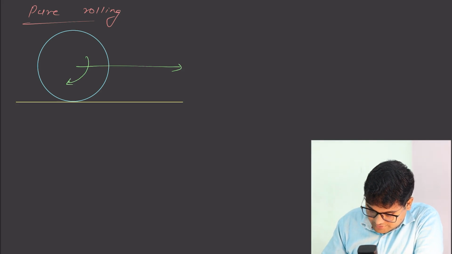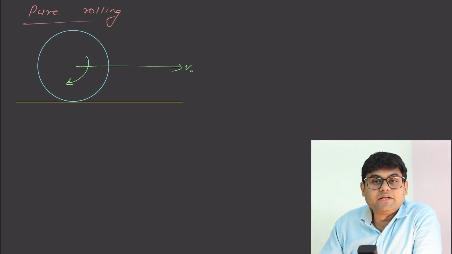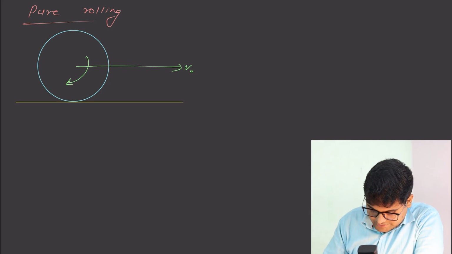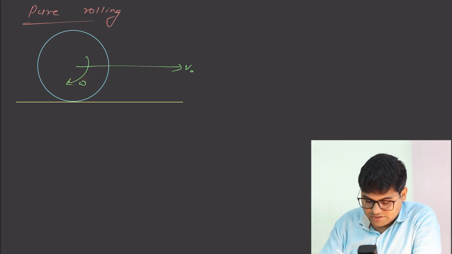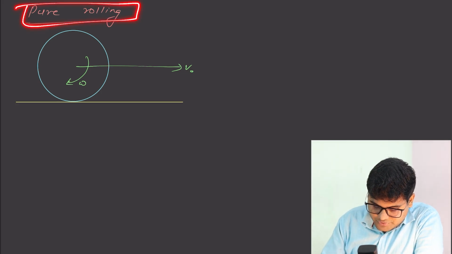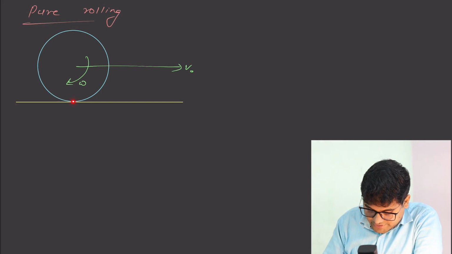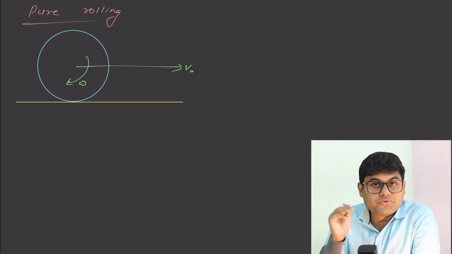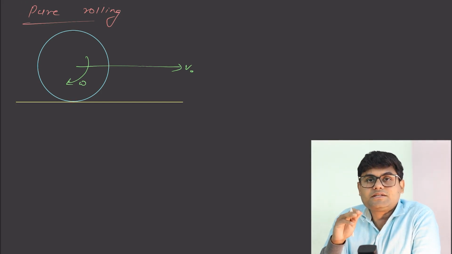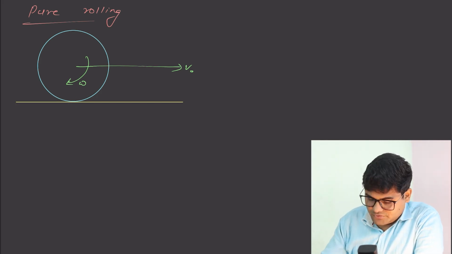also rotating. So let's say it is translating with some linear velocity v naught, and it is rotating with some angular velocity omega. Okay. So now what does pure rolling mean? Pure rolling means that at the point of contact there should be no relative motion. Okay. What does it mean, that there should be no relative motion?